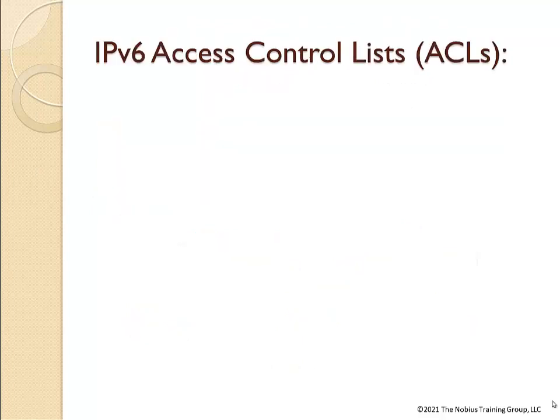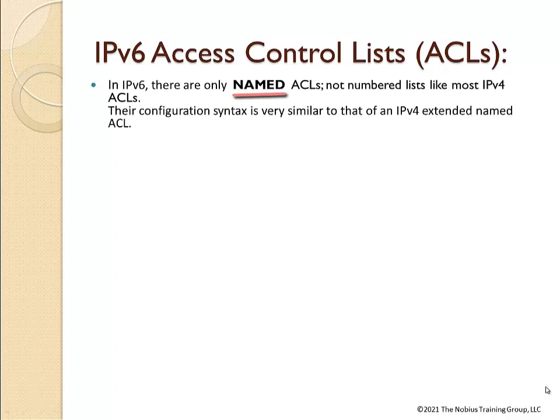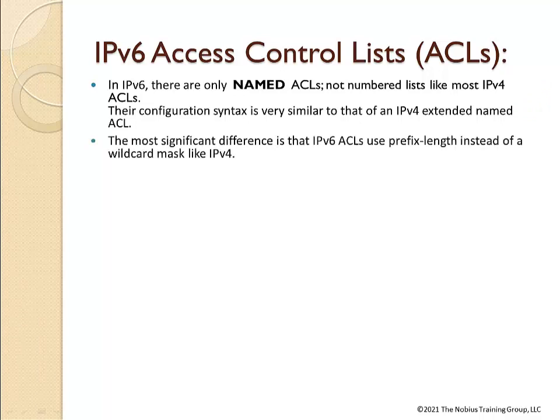Some things to keep in mind about IPv6 access control lists is that in IPv6 there are only named ACLs, not numbered lists like most IPv4 ACLs. Their configuration syntax is similar to that of an IPv4 extended named access list. The most significant difference is that IPv6 ACLs use a prefix length instead of the wildcard mask like IPv4.